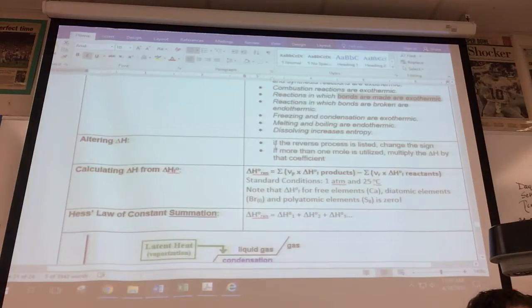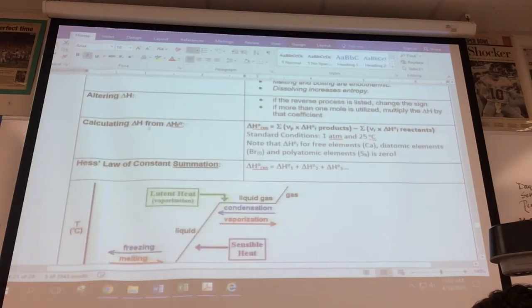When you want to alter delta H, remember this is an extensive property, so very different from your E cells. If you reverse the process, you change the sign. If more than 1 mole or less than 1 mole is utilized, you'll multiply the delta H by that factor. When you're calculating delta H, remember it is products minus reactants. You want to go PP before you start running. Products minus reactants.